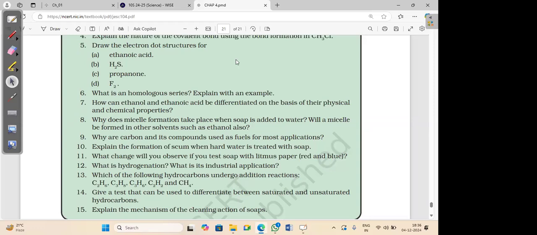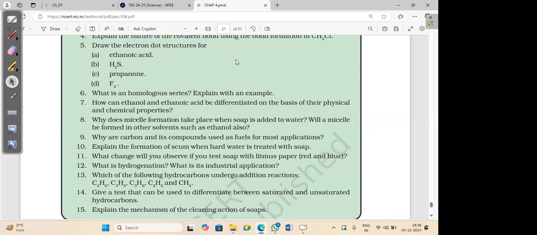Then, why does micelle formation take place when soap is added to water? Harry, why does micelle formation take place when soap is added to water? Sir, can you repeat? Why does micelle formation take place when soap is added to water? You have to explain how the micelle formation occurs. Sir, don't know, sir. Okay, how the micelles are formed and what are micelles?